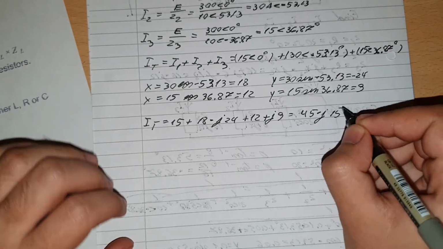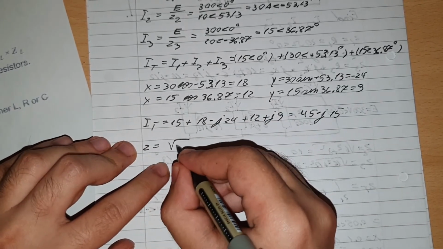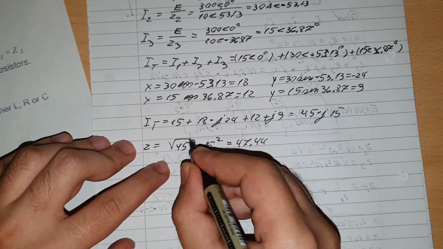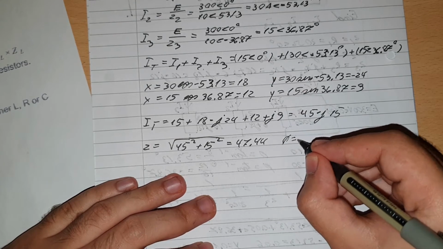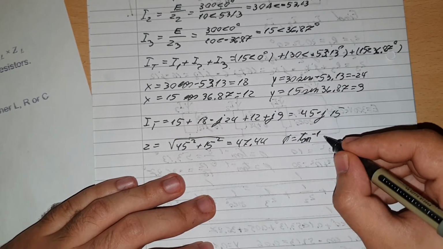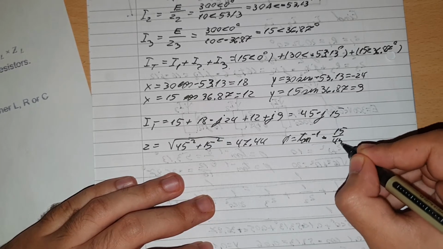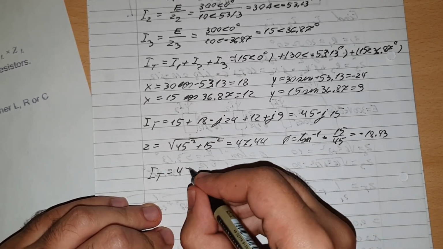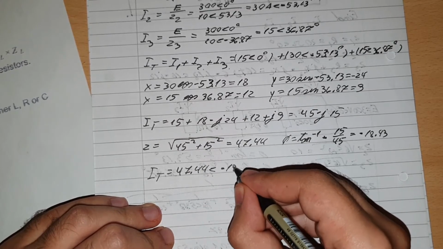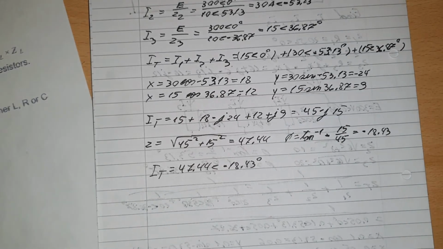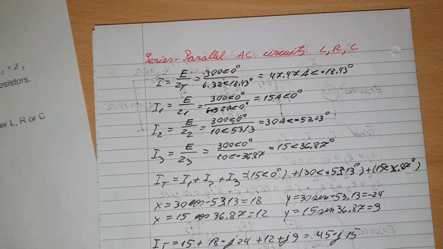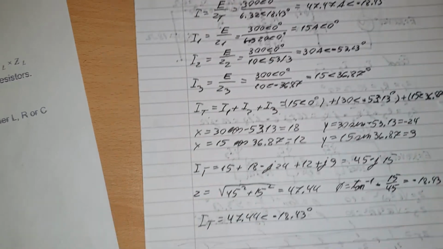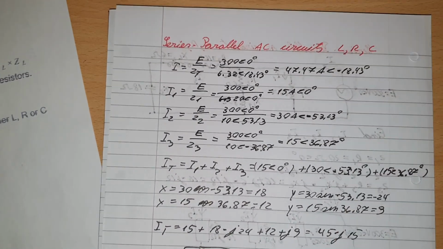minus j15. So Z would be equal with the square root of 45 squared plus 15 squared, and that's equal with 47.44. And then the angle is equal with tan to the minus 1 of minus 15 over 45, that's equal with minus 18.43. So then IT will be equal with 47.44 at an angle of minus 18.43 degrees. Alright, so this is our answer. We can see that they are exactly the same numbers. Well, almost exactly. This one is 47.47, this one is 47.44, but the angle is exactly the same.